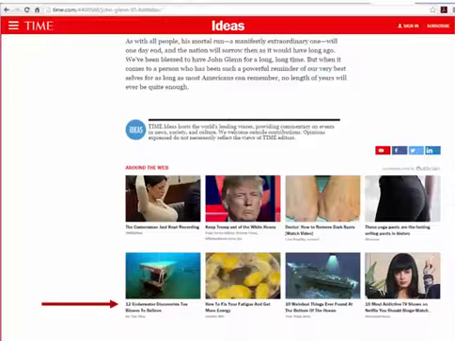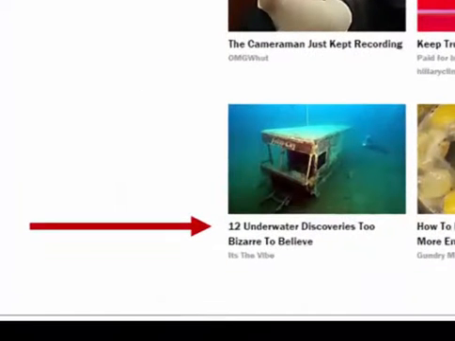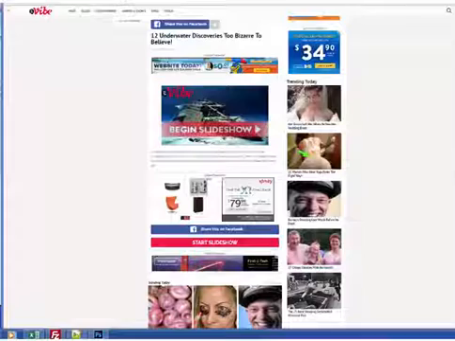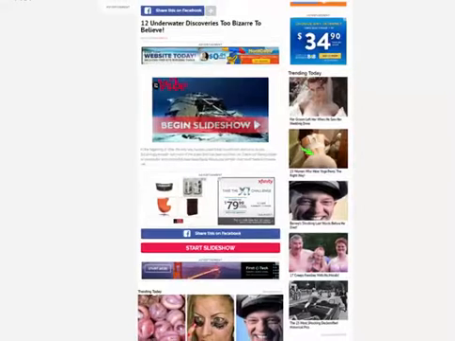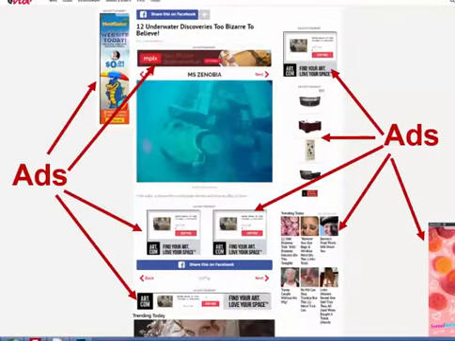Many native ads will take you away from the website that you're on. Here are some native ads on Time magazine, and this particular ad down here caught my attention because it says, 12 underwater discoveries too bizarre to believe. I click that ad and it takes me here to a site where I can begin a slideshow with those underwater discoveries. But look at the rest of the page. It's all advertisements. And if I begin viewing that slideshow, we'll see that each page is filled with advertisements. There's almost no content on these kind of sites, and yet they are raking in tons of money.